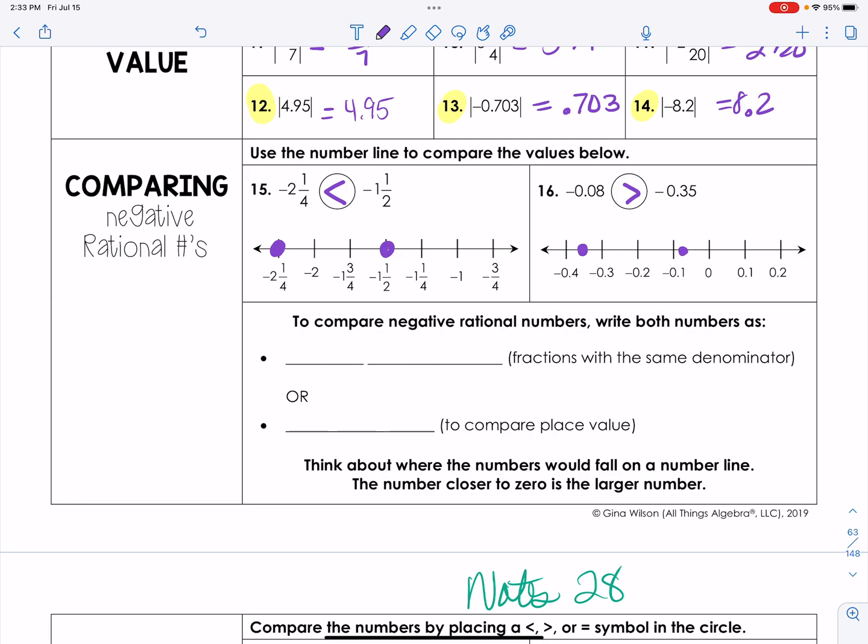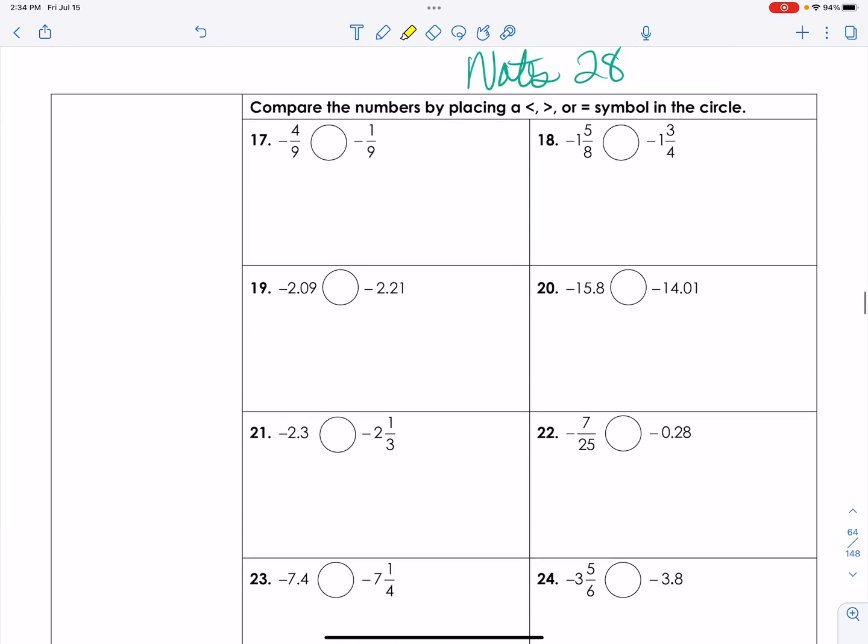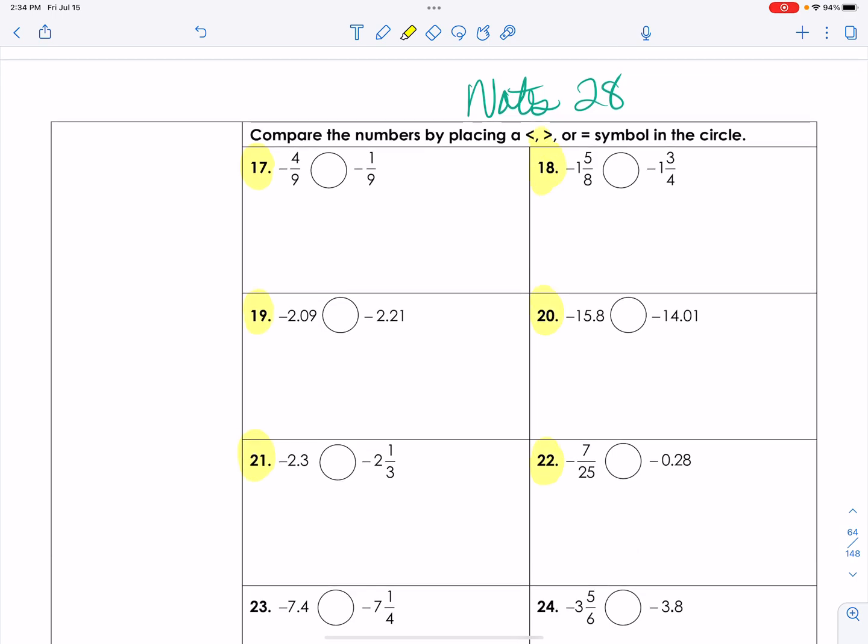Okay, so to compare negative numbers, you have 2 options. You can write them as fractions, so they have to have the same denominator. That's what we did here on 15. Or decimals, where you compare their place values. Think about where the number would fall on the number line. This is what I've been saying. The number that is closer to 0 is the larger number. The number to the right, those are my bigger numbers on a number line. All right, I would like you to take a second and work these 6. We're just going to do 6 of them here because I think that's enough.